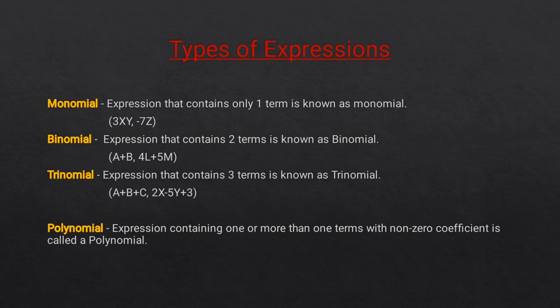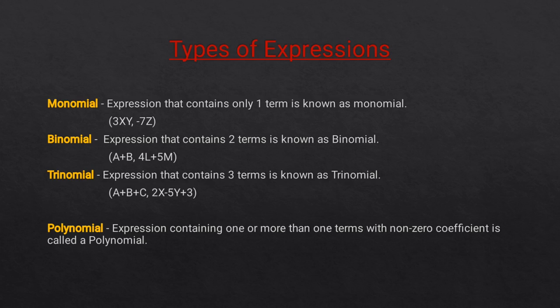Binomial. An expression that contains two terms is known as a binomial. Say for example, a plus b or 4l plus 5m. Trinomial. An expression that contains three terms is known as a trinomial. For example, a plus b plus c or 2x minus 5y plus 3.